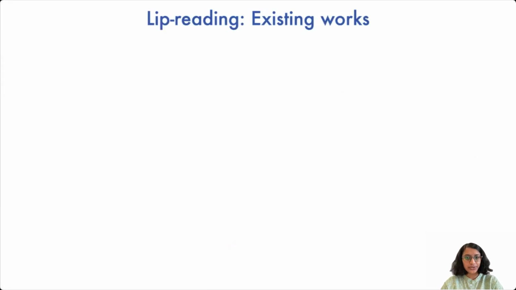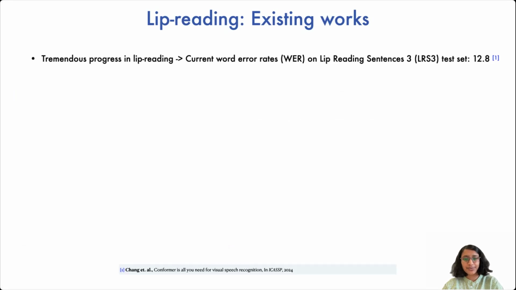Now that we have seen the importance of lip reading, let us quickly review how the field has evolved. In recent years, lip reading has received tremendous attention. Multiple works have been proposed which have pushed the boundaries of lip reading models. The current state of the art network achieves a word error rate of around 13% on one of the most popular English lip reading datasets called LRS3. However, it is important to note that today's lip reading models are accurate only for English. For other languages, like Spanish for instance, the word error rates are very high, in the range of 50s.